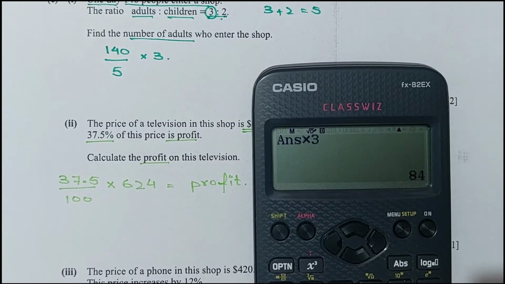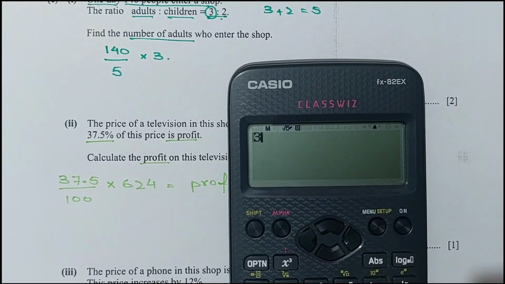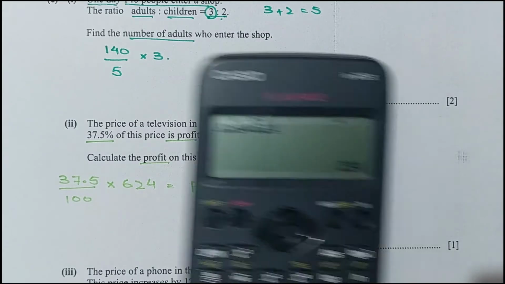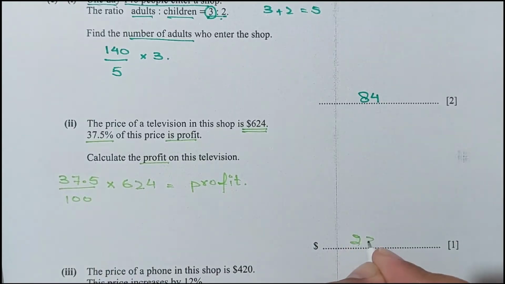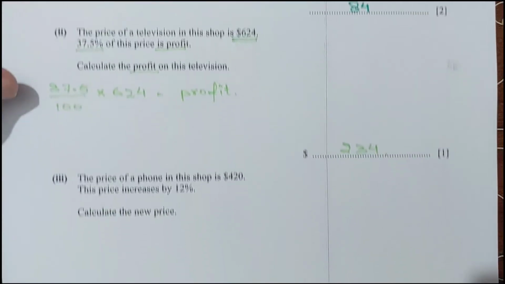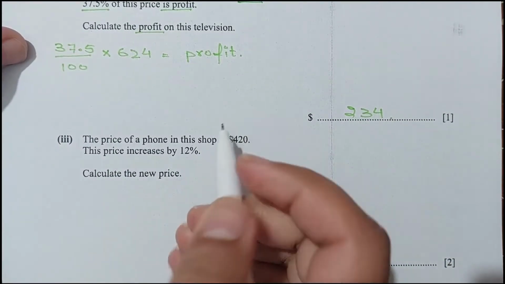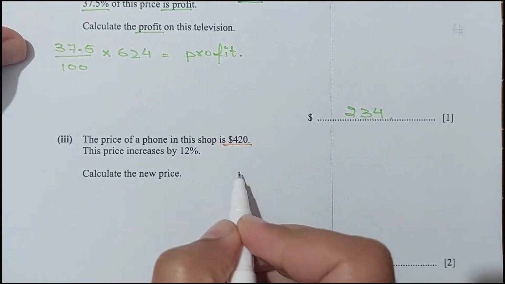Okay, so we have 37.5 over 100 multiplied by 624. The profit is 234. 234 is the profit.